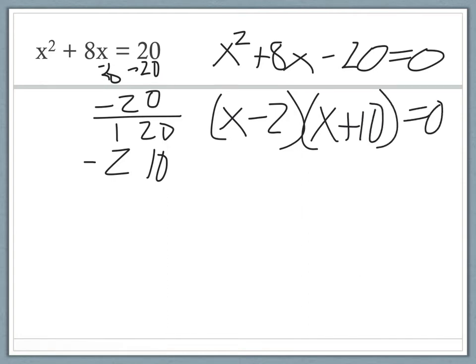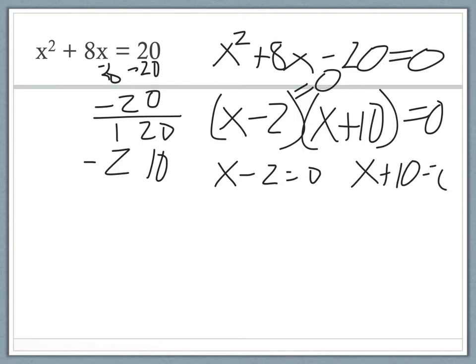Now, that's kind of a similar thing. The only thing that's new now is that equals 0. Okay, so I want to solve, so I want x equals something. So once you have them like this, these are two things being multiplied by each other. So I know that if they equal 0, one of them has to equal 0. So I'm going to set both of them equal to 0 and solve for x. So x minus 2 equals 0 and x plus 10 equals 0.